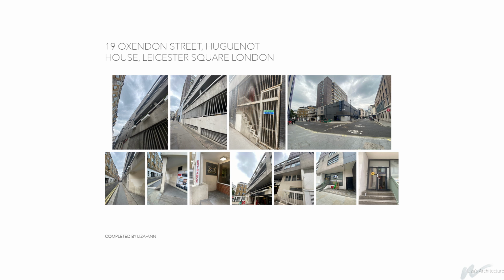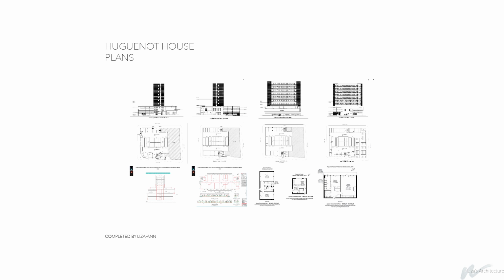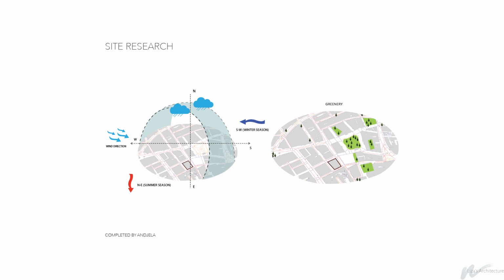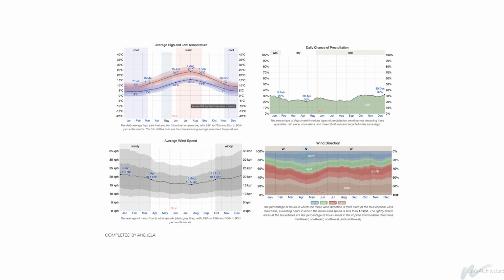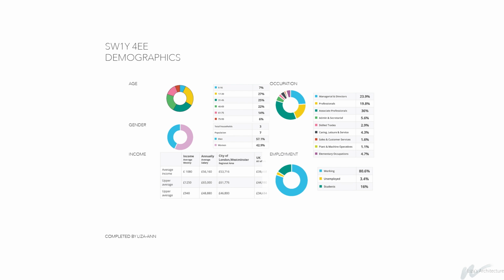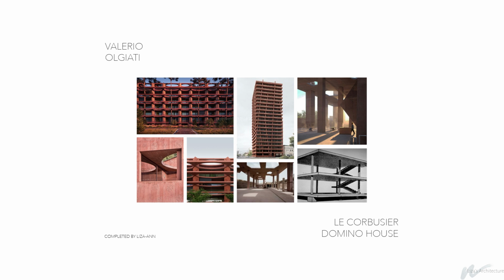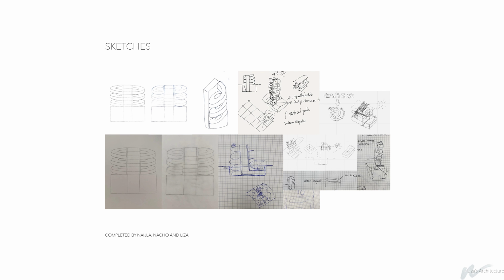The competition of Huguenot House was completed with Zach, Angela and Nijla. We first explored the actual location and the site. We looked at the weather patterns and the greenery. We also looked at the demographics, wanting to understand who was there and who would be using the building. We then did a survey to see what people in the area actually wanted to do or have, and then started looking at inspiration. We came up with many iterations, lots of sketches that everyone then combined into our final product.